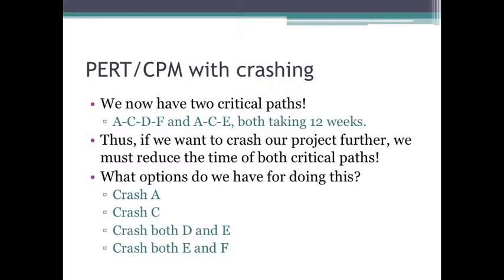Or we could crash both E and F. Again, because E is on one critical path and F is on the other, if we crash them both, that crashes both critical paths. So the question is this: which option crashes all the critical paths at the least possible cost?